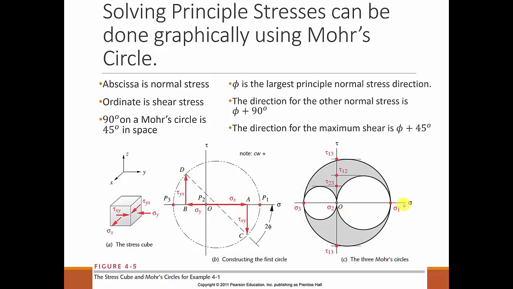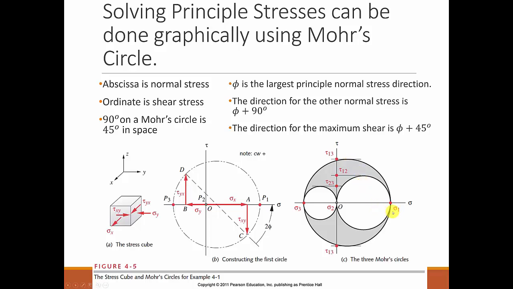The beauty of this method is that we can see graphically that the maximum normal stress is on the far right of the normal axis. The minimum normal stress is on the far left. Now that might be 0, or it actually might be a compressive load, as this picture is showing compression. And the maximum shear is at the topmost point of the circle. Why do we care?